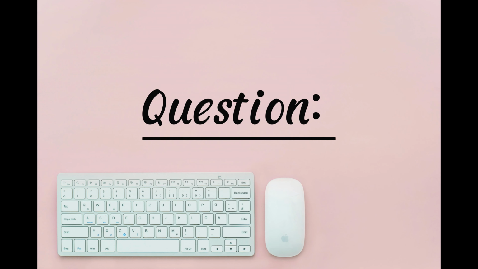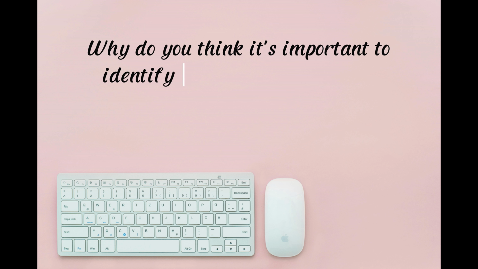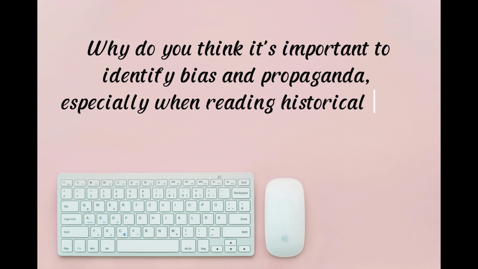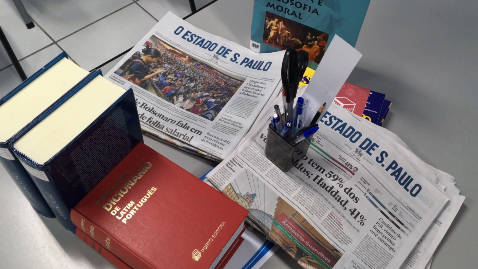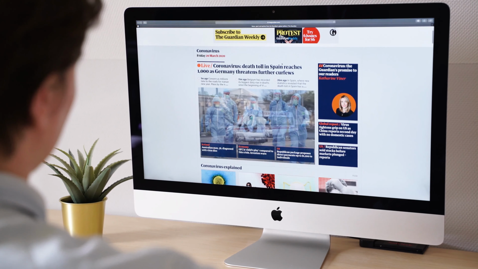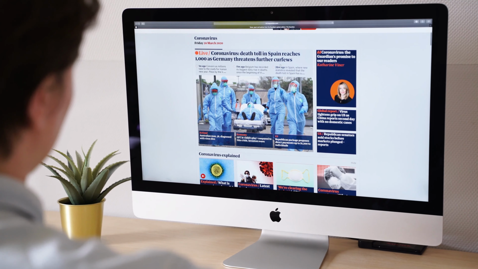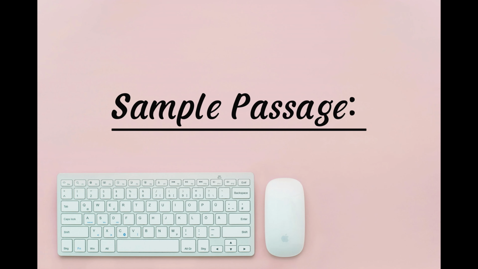Now let's go even further. Why do you think it's important to identify bias and propaganda, especially when reading historical texts or news articles? Well, recognizing them helps us understand the underlying messages and evaluate the credibility of the information we're consuming. Let me give you an example. Imagine reading a passage like this.